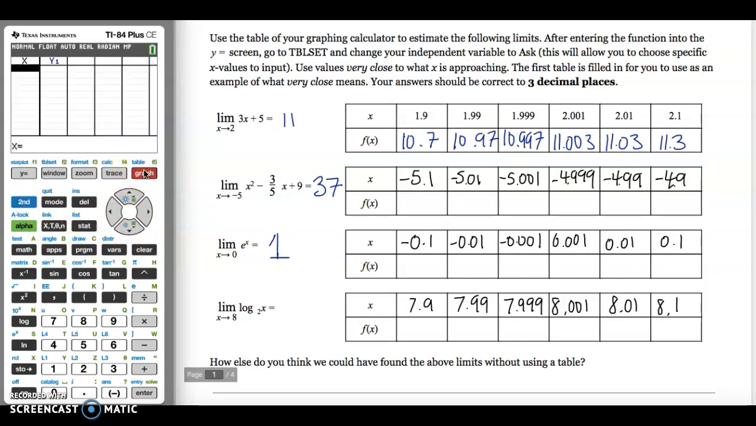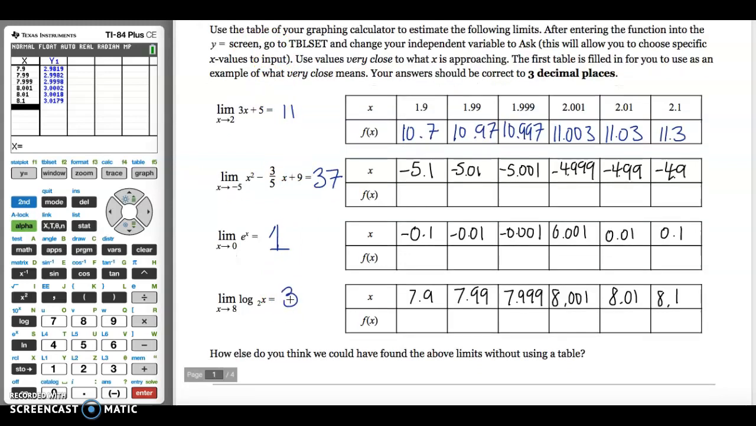All right, last one. I'm going to go ahead and try these numbers in my table. I'm going to start off with 7.9, 7.99, and then numbers that are a little bit greater than 8. Wonderful. So it looks like as I approach 8 from the left-hand side and the right-hand side on your table right here, you're getting a y value of 3.